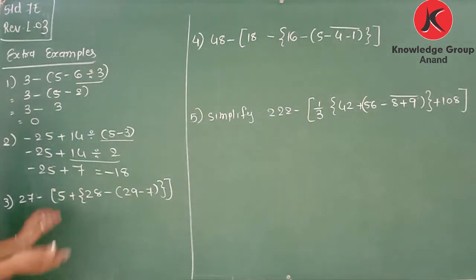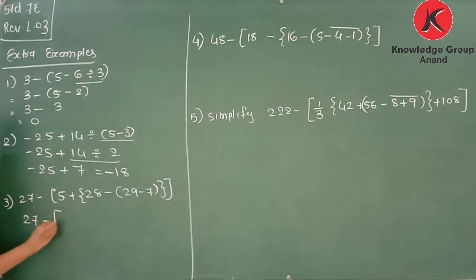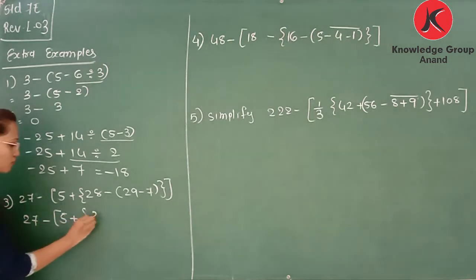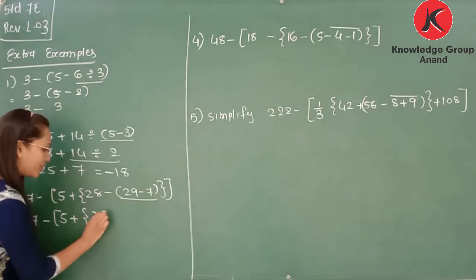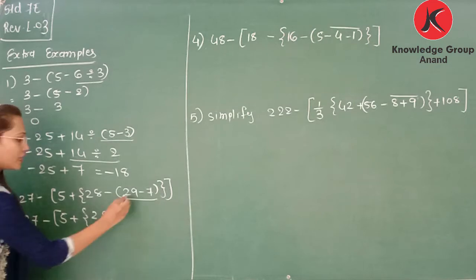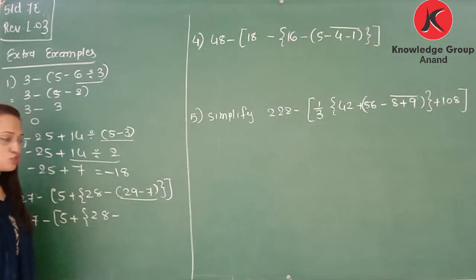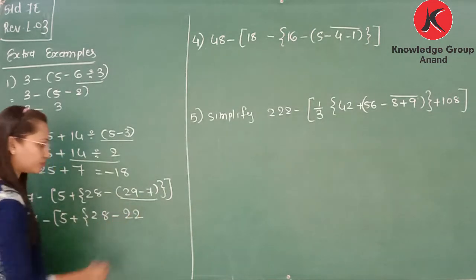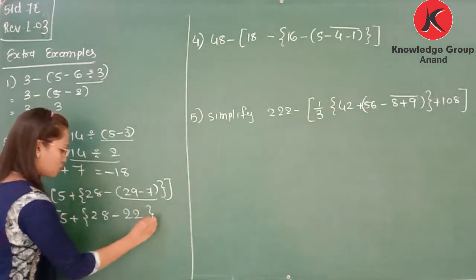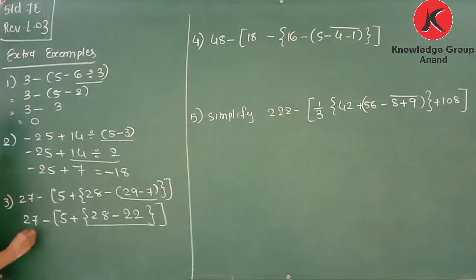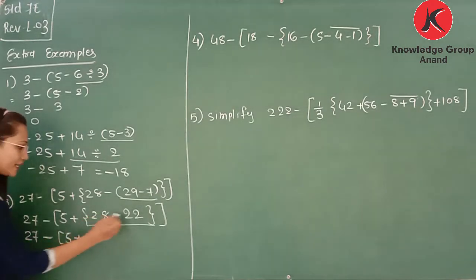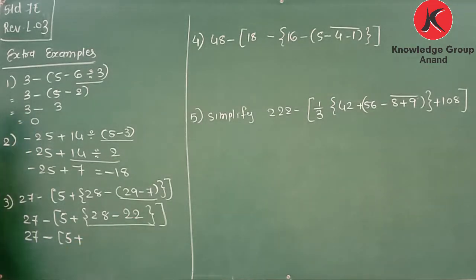So first of all we simplify the inside bracket. The inner bracket we need to solve first. So 29 minus 7 is 22. We solve this. Now again solve this inner bracket. So 28 minus 22, that is 6.